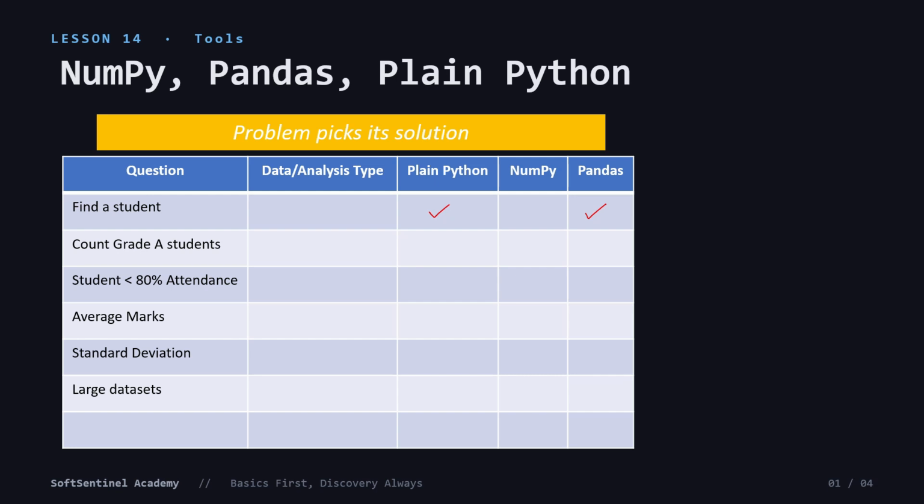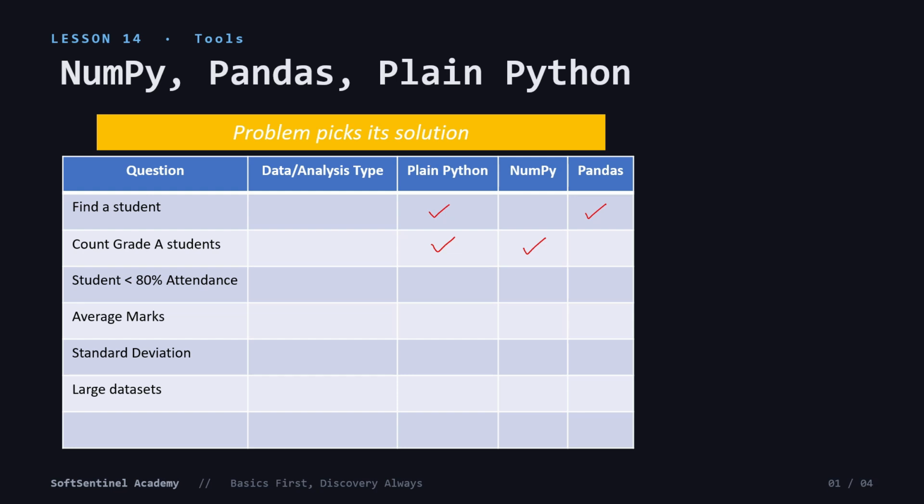Next question says count grade A students. So now think about your statistical analysis book. Somebody is first asking you to put the data into a certain class, that is grade A, and then find the class frequency. So it is qualitative data. You have qualitative data that you need to analyze. So plain Python can do the job, and NumPy can also help you here because it's a numerical analysis library.